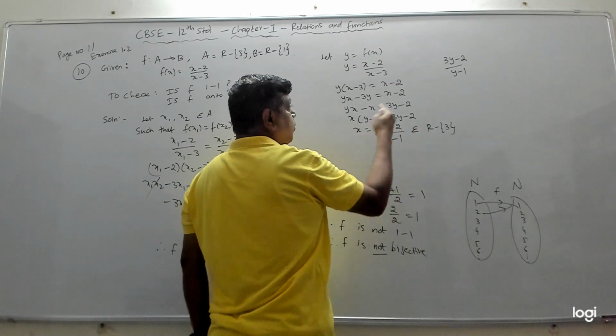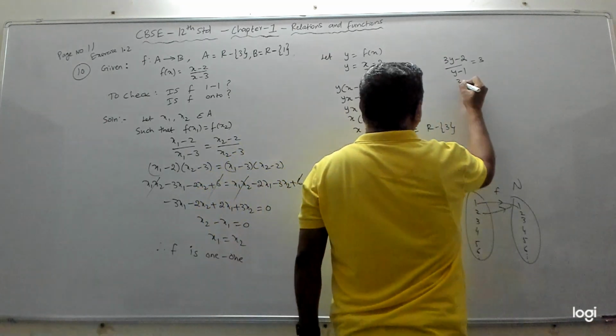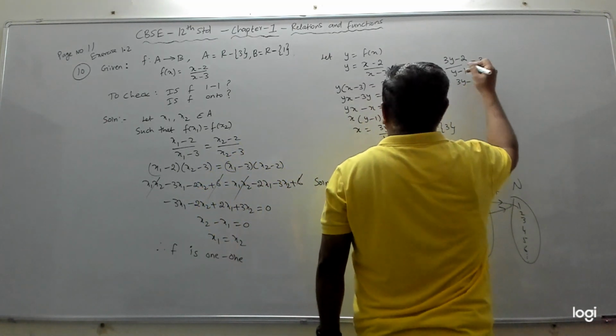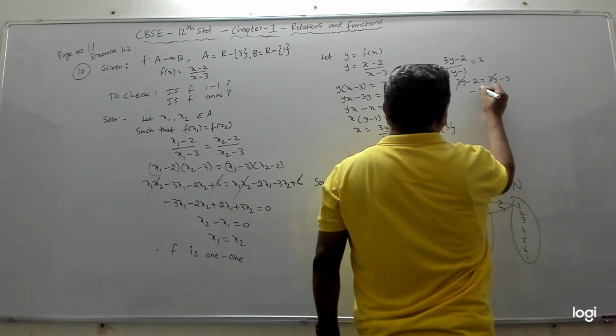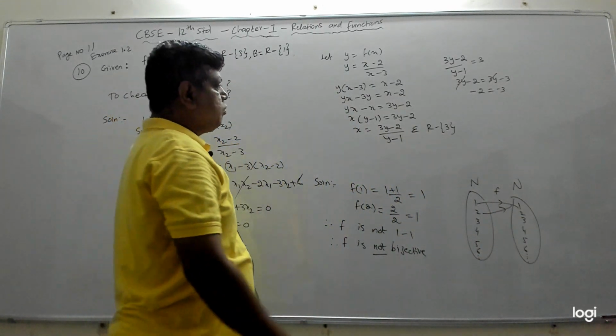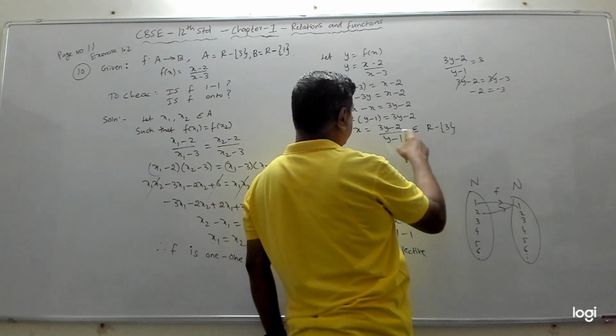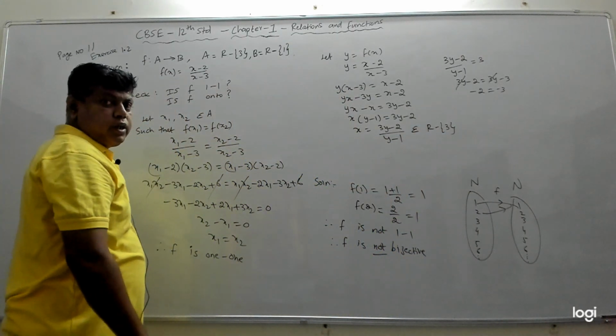If x is 3, then what happens? If x is 3, this whole value will become 3, then you will get 3y minus 2 equal to, if you cross multiply, 3y minus 3. 3y will go, you will get minus 2 equal to minus 3, which is not possible. Therefore, x is not equal to 3 also. Therefore, x should belong to the set R minus 3.